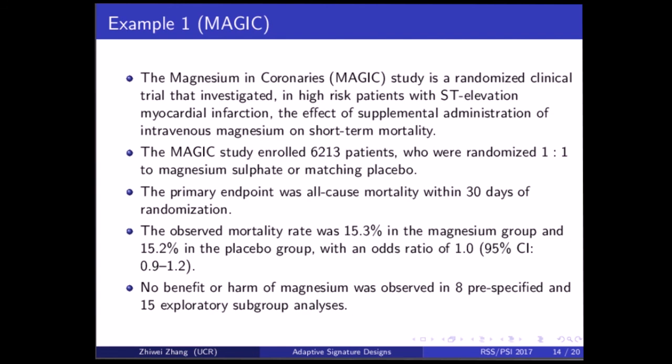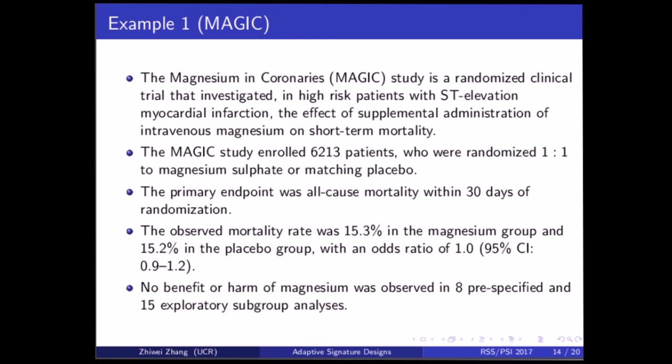The first example is shown on slide number 14, and this is the MAGIC study, which looked at the effect of supplemental administration of intravenous magnesium on short-term mortality in high-risk patients with ST elevation myocardial infarction. The MAGIC study enrolled over 6,000 patients and randomized them in a 1-to-1 ratio to magnesium sulfate or matching placebo. Patients in both groups also received standard care. The primary endpoint was all-cause mortality within 30 days of randomization.